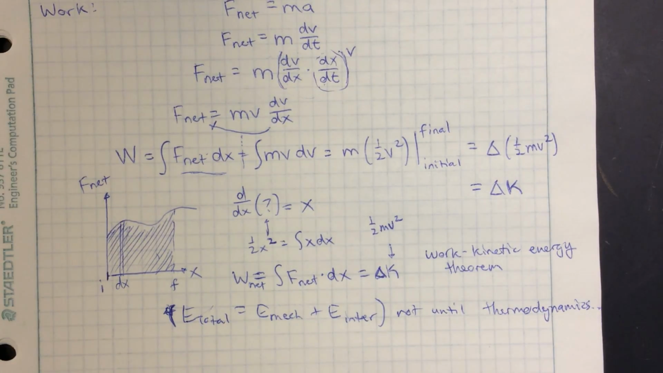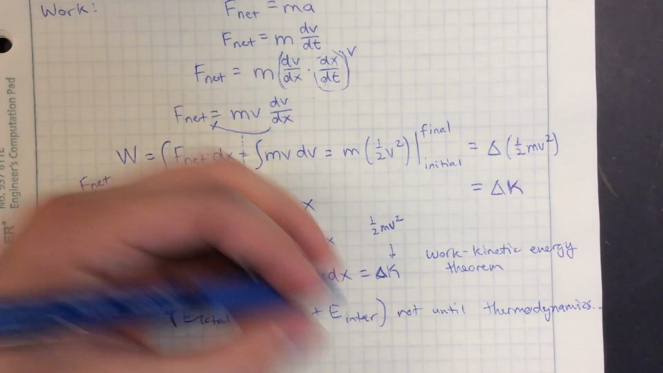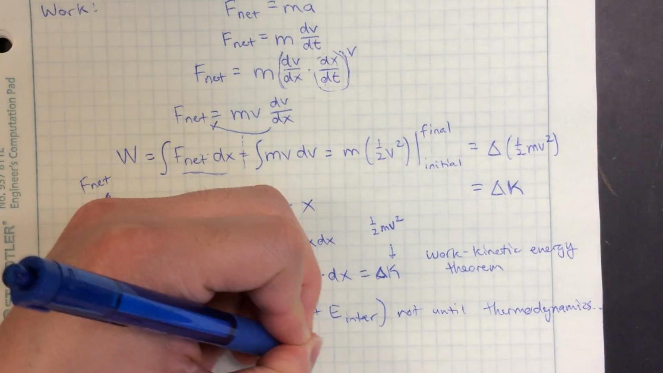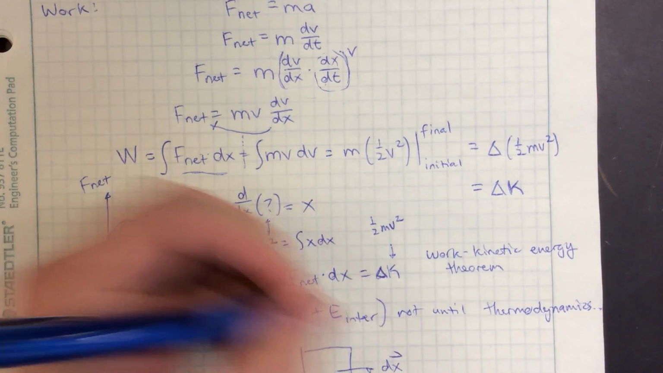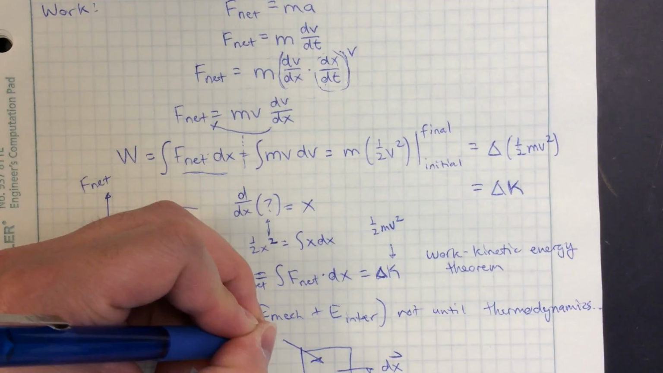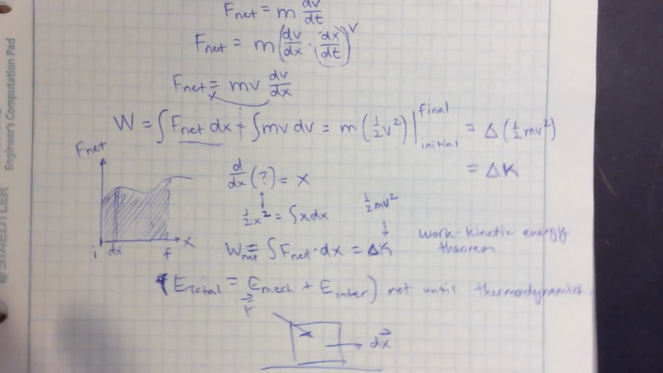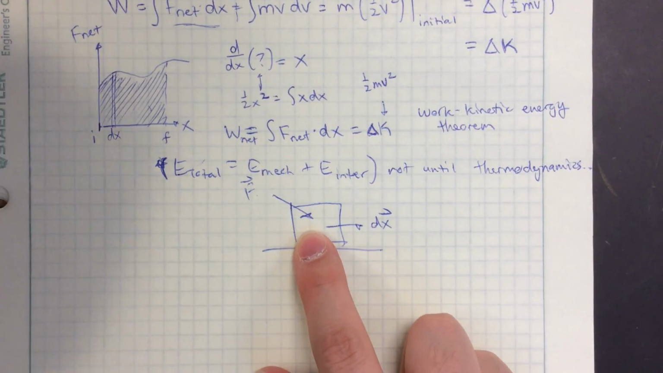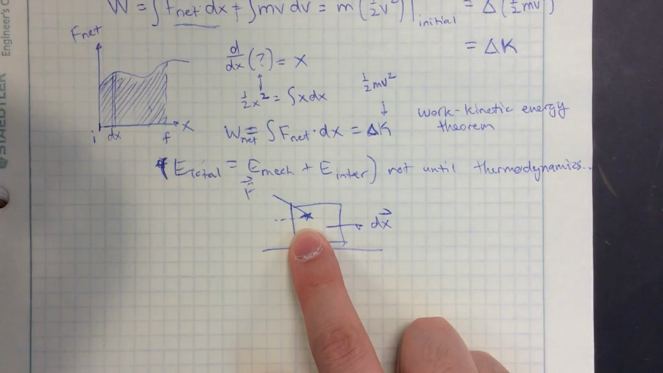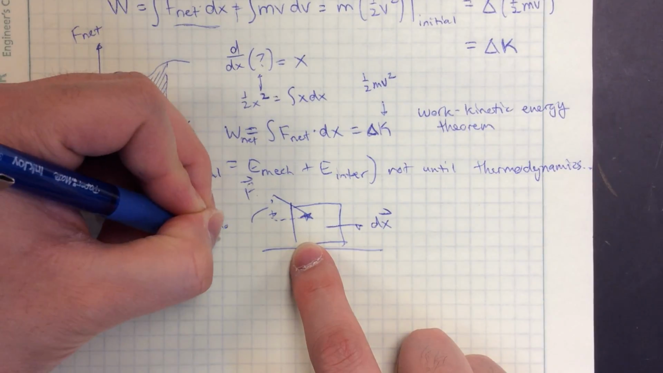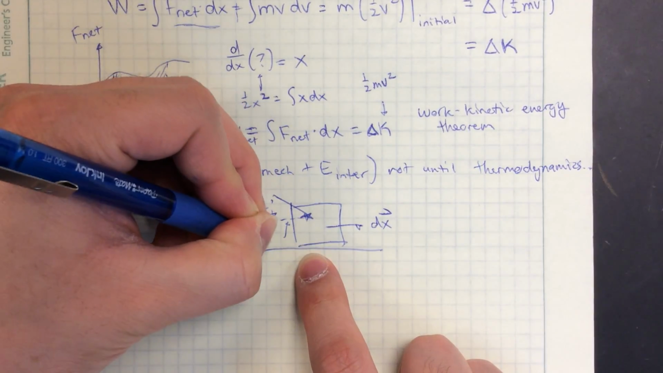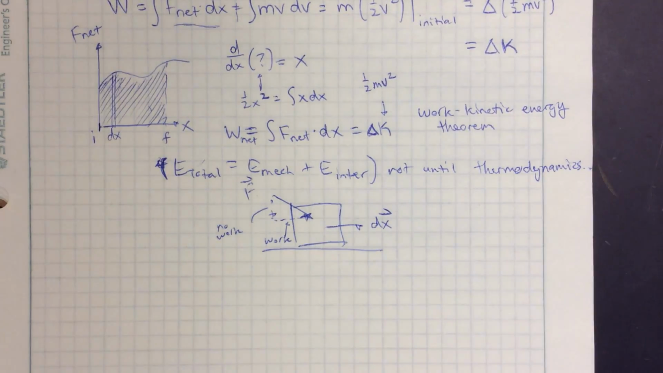Let me give you a quick example. If I push on a box that's moving this way, and I push on it at an angle, only this component actually does work. This component does no work, because there's only one component that's actually pushing it in the direction it's moving.